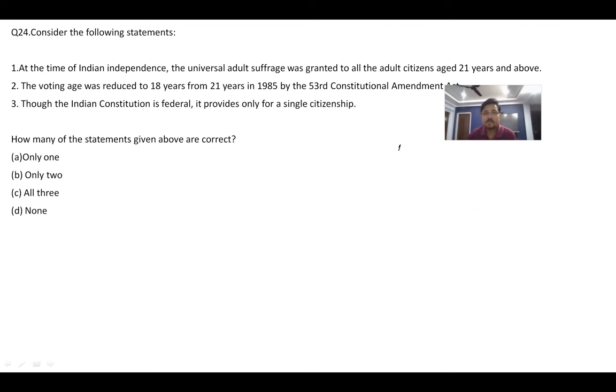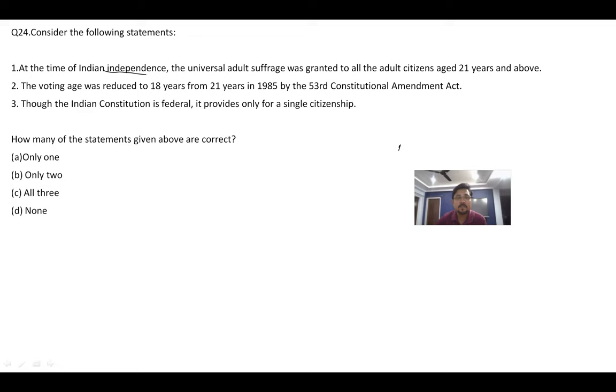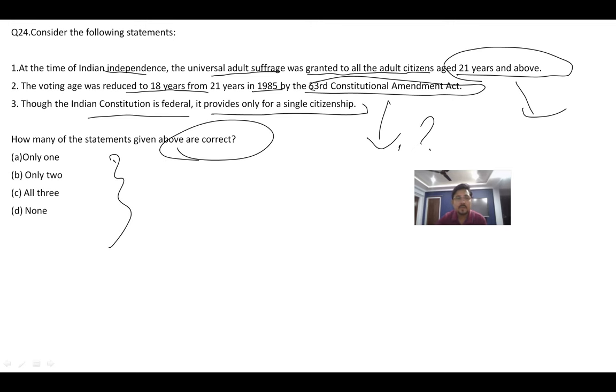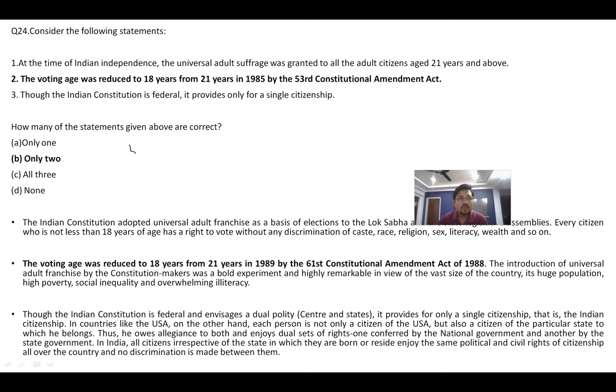Next question: at the time of Indian independence, universal adult suffrage was granted to all adult citizens, up to 21 years and above? The voting age was reduced to 18 from 21 years in 1989 by the 61st Constitutional Amendment Act. Though the Indian Constitution is federal, it provides only for a single citizenship. Which of the statements is correct? Only two are correct here, option B.